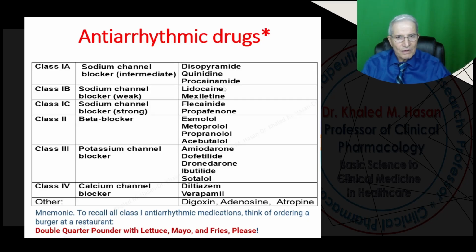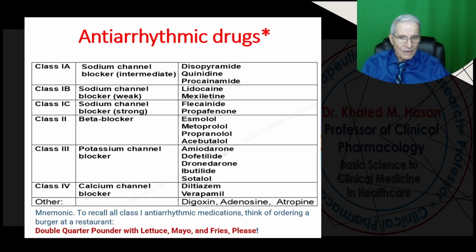However, we need to remember the medication names. Class 1A, we have 3 medications. Class 1B, we have 2 medications. Class 1C, we have 2 medications. So the total will be 7 drugs in the class 1 antiarrhythmic drugs. Class 1A, we have disopyramide, quinidine, then we have procainamide. Class 1B, we have lidocaine, mexiletine. Class 1C, we have flecainide and propafenone.